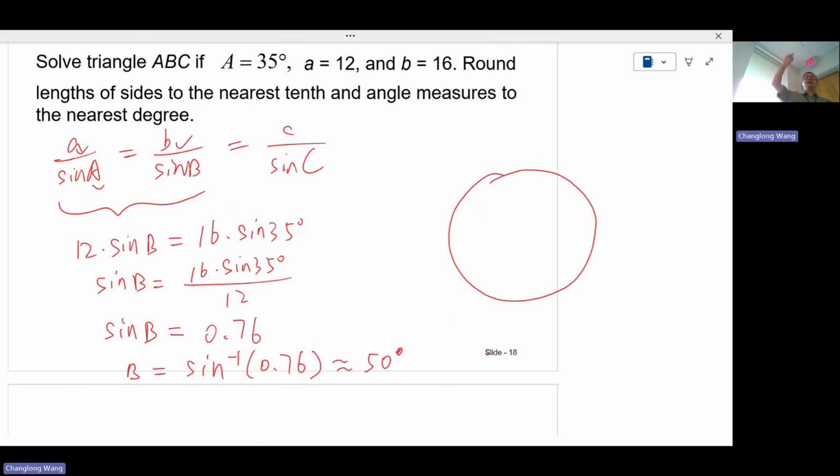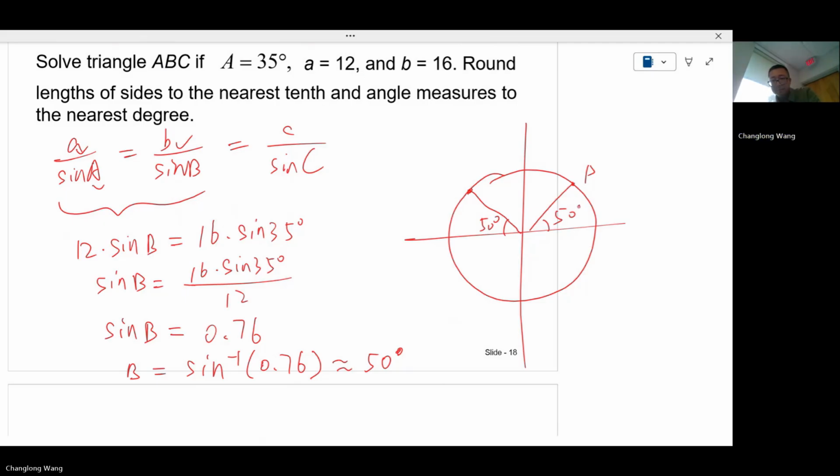All right, so sine is the vertical coordinate, right? So now if I'm looking at an angle that's 50 degrees, that's associated with a point P. And I know there has to be another point Q with the same vertical coordinate, so that has to be on the other side, right? Making the same angle with the horizontal line, and therefore one of the angles is 50, the other is going to be 180 minus 50. So B could be 50 or 130, right?